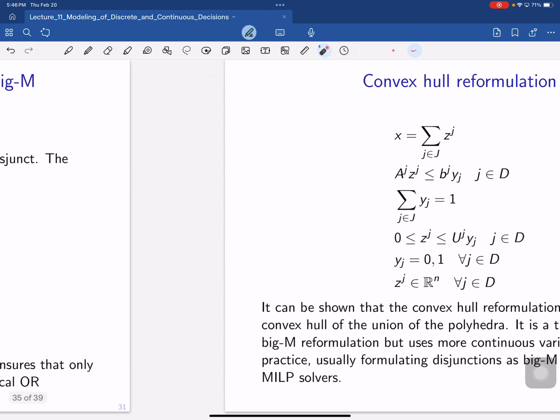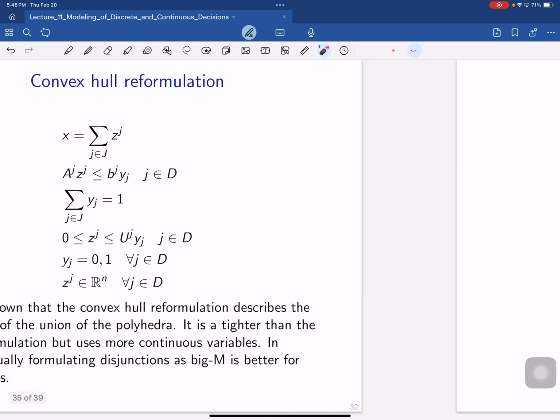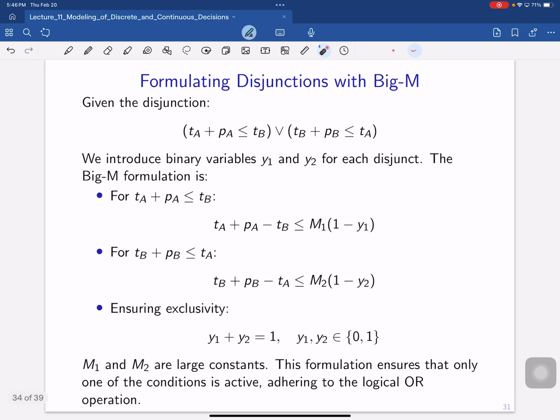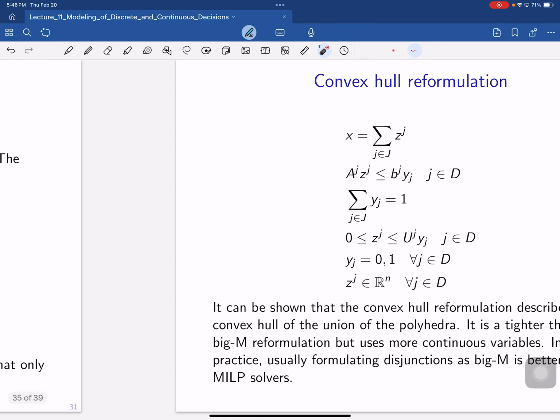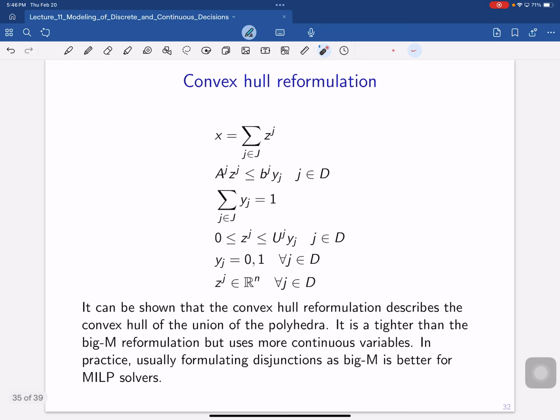As I said, the big M may or may not be a good formulation, but most commonly people formulate disjunctions as big M because the solvers are very well fine-tuned on the big M constraints. It's very good at handling big M constraints, okay? So there's another formulation called convex hull reformulation.